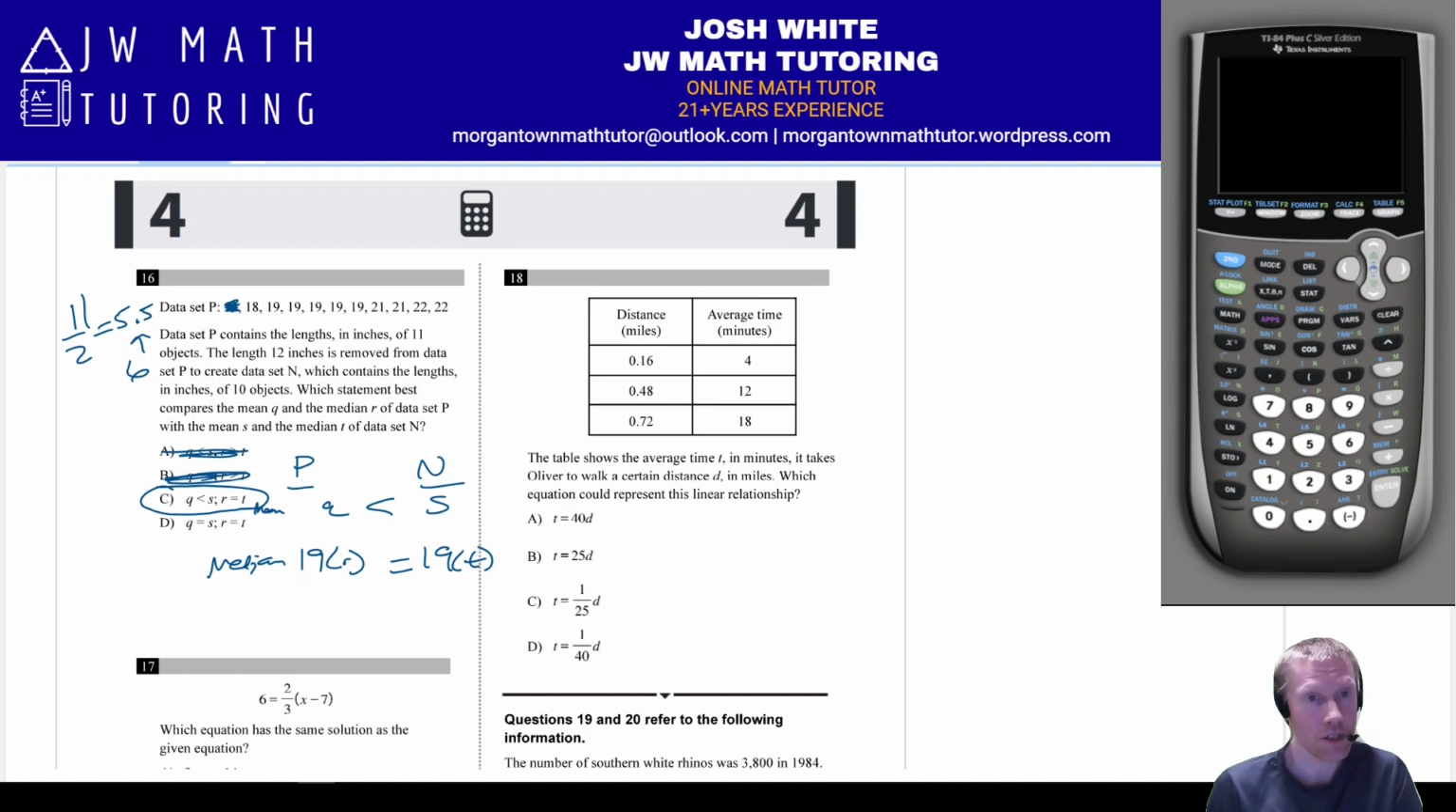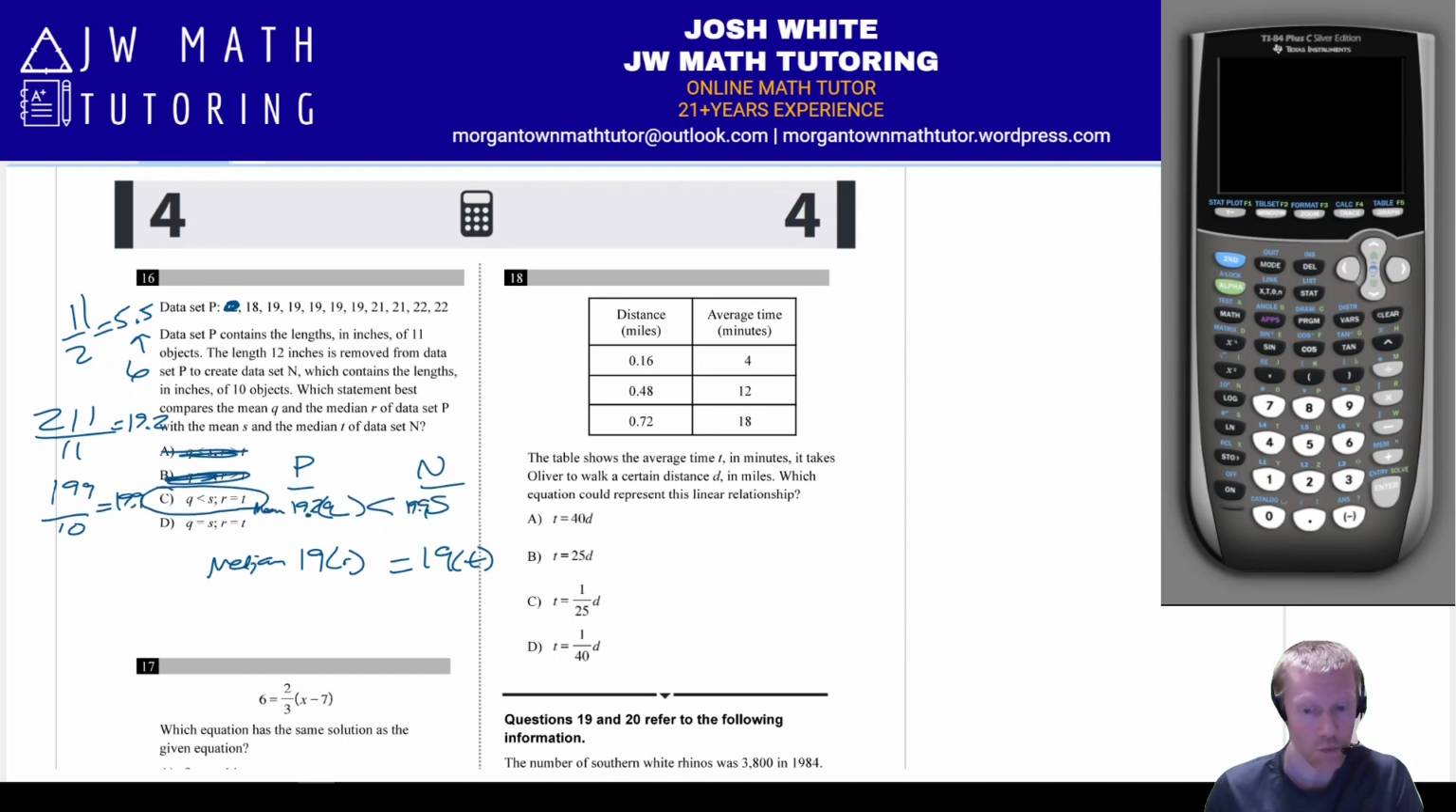Now, if you wanted to add up all the values and then divide by 11, and then take away the 12 and divide by 10, I'll just show you. For P, it comes out to 211 divided by 11, which is 19.2. Just write that over here, 19.2. Whereas for N, you take away this 12. Technically, the top is now going to be 199 divided by 10, and that's going to be 19.9.